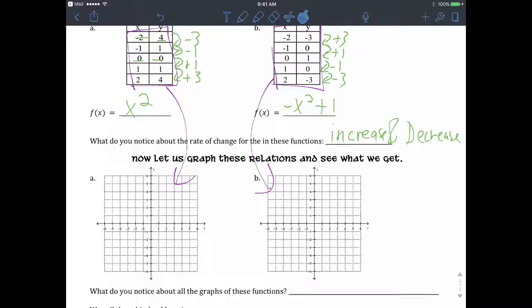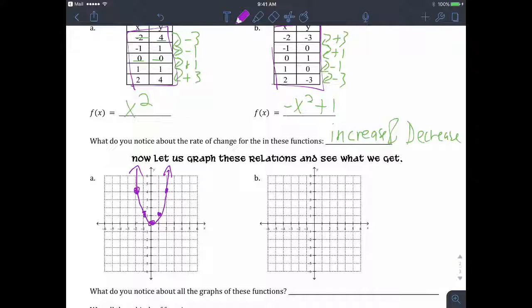All right, let's go ahead and graph these. For the first one we have negative 2, positive 4. We have negative 1, positive 1, 0, 0, so we're at the origin. And then we have 1, 1, and then 2, 4. So it's going to connect like this and then go back up.